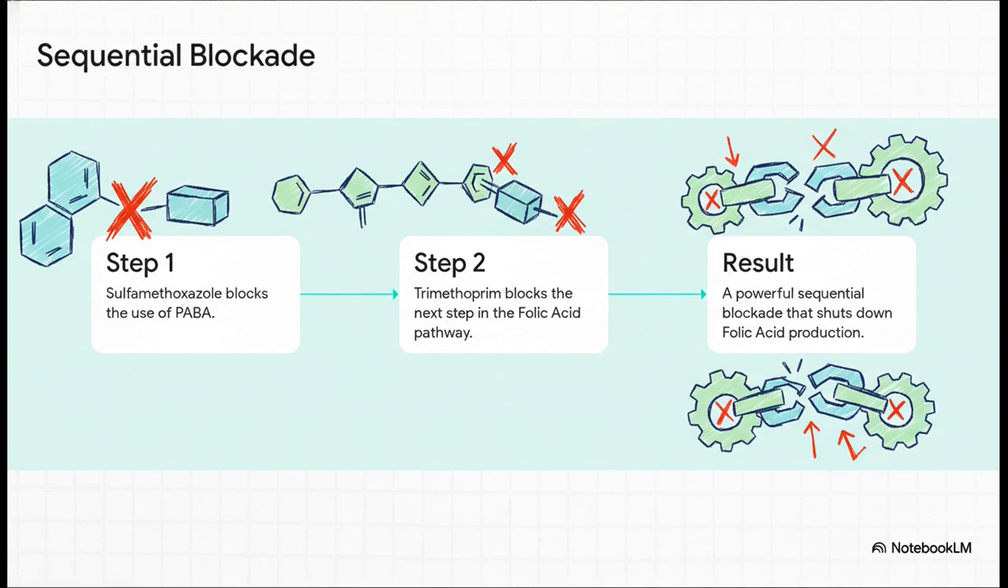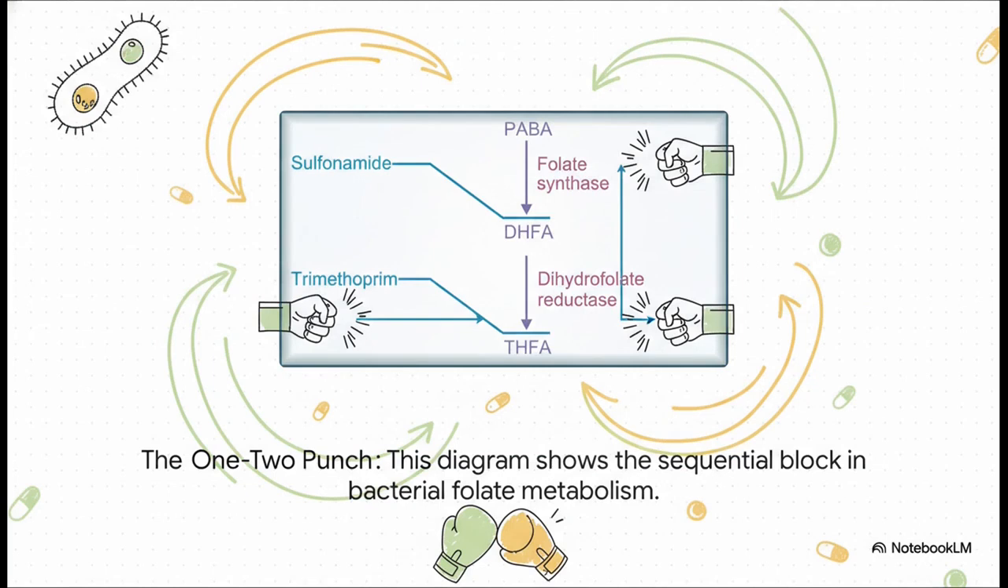The strategy here is something called a sequential blockade. Think of it like a double attack on the same assembly line. First, sulfamethoxazole, the one I told you to remember, blocks the first step where PABA gets used. Then another drug, trimethoprim, comes in and blocks the very next step in the production line. It's a 1-2 punch. This diagram here shows it perfectly.